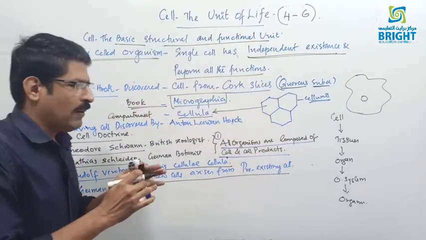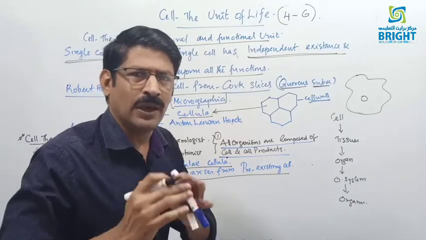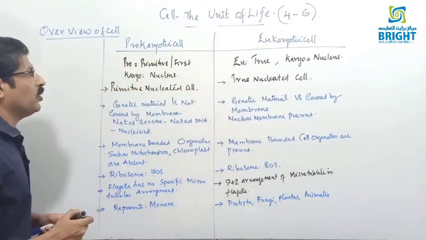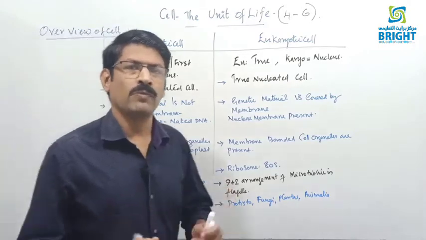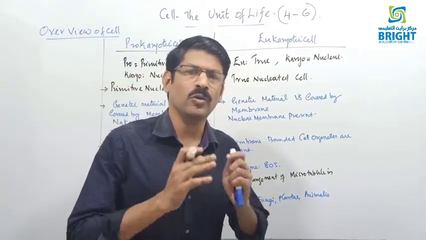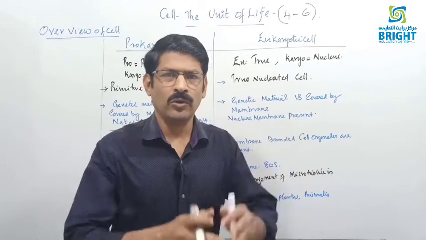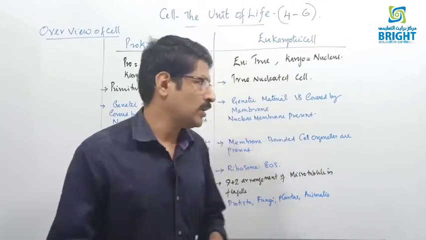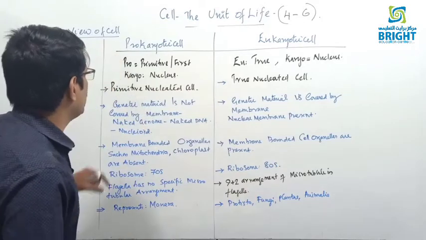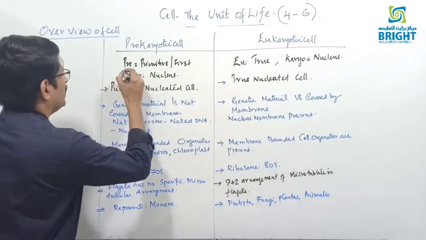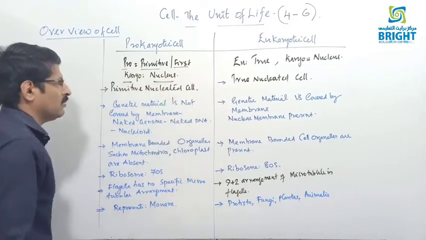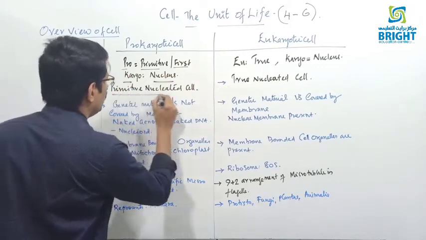So this is the first part of the cell, the unit of life, the overview of the cell. We know that there are two types of cells, prokaryotic cell and eukaryotic cell. So now we are discussing the differences between prokaryotic and eukaryotic cells. What is a prokaryotic cell? In prokaryotic, pro means primitive or first, and karyo means nucleus. So they are primitive nucleated cells.